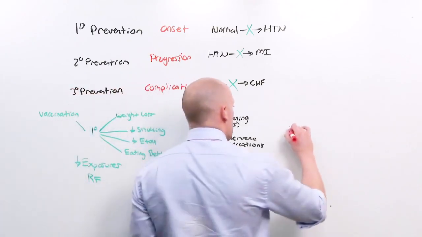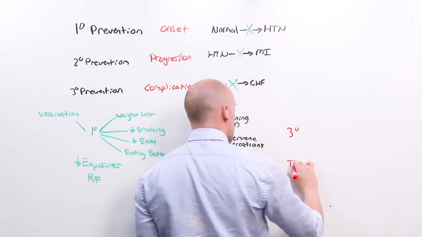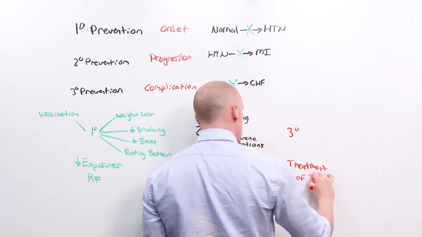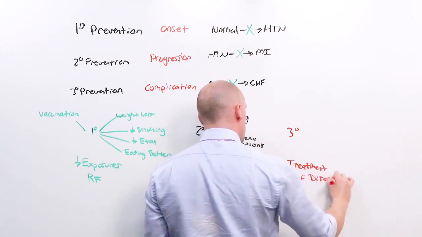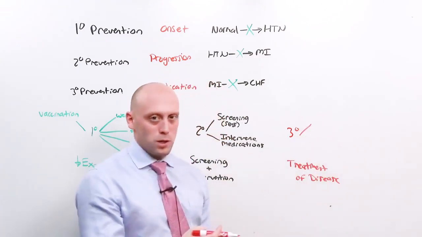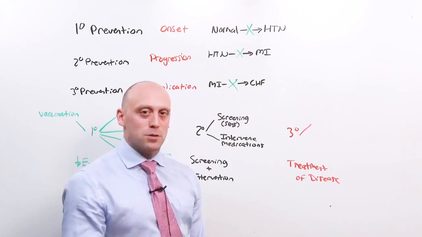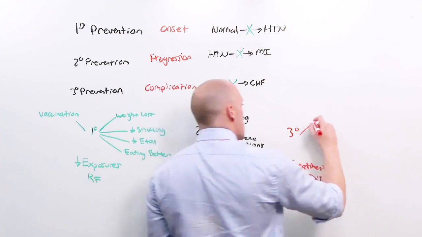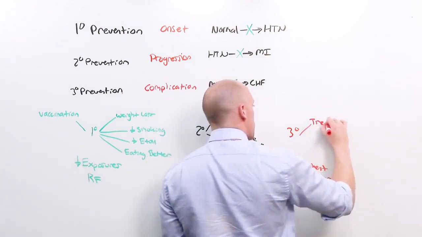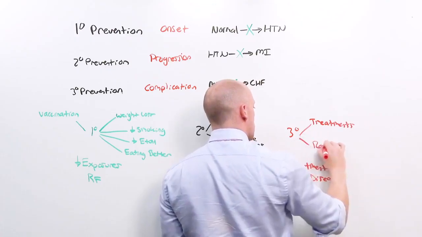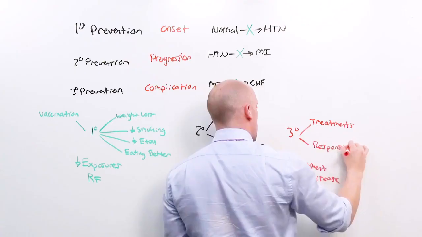Tertiary prevention is about treatment of disease. This is going to be achieved through lifestyle modifications, but usually that is not enough. So tertiary prevention is almost never lifestyle. At this point, it is going to be through treatments and is generally considered more responsive than preventive.